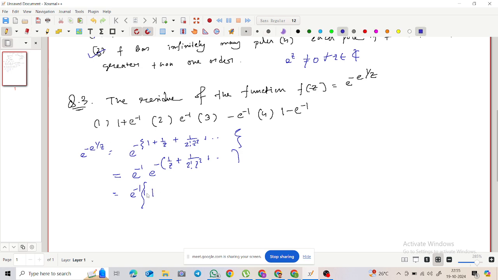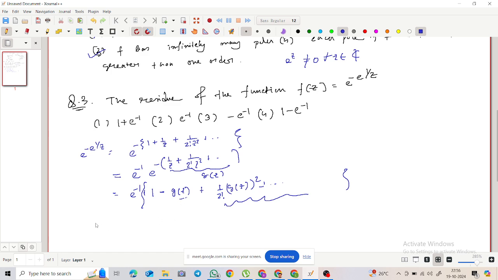1 plus, let's call this bracket g. Okay, g of z. So what is it? 1 plus g of z plus 1 by 2 factorial g of z square, and so on. And as you can see, none of these terms have any 1 by z. The minimum power is 1 by z square, right? So no coefficient is contributed from this part. So we should only be concerned about this thing. Am I right?